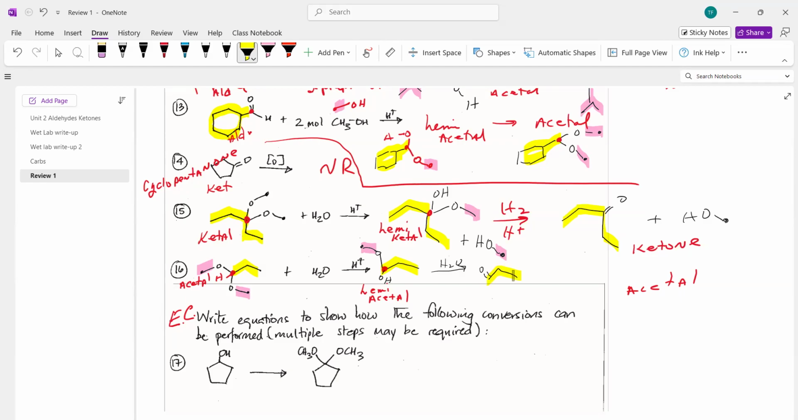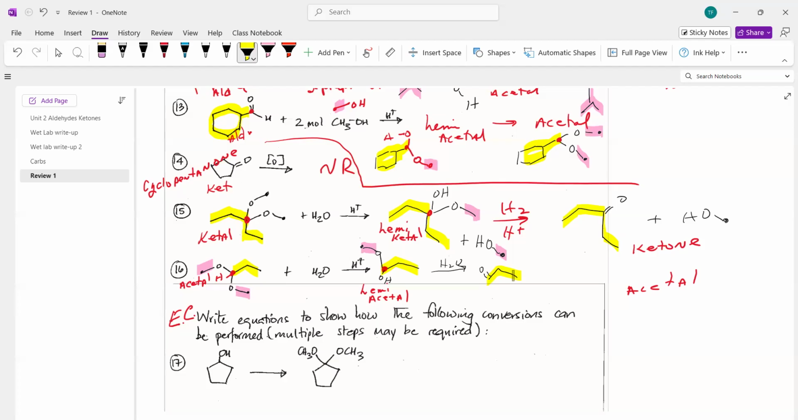Okay, so this is getting into, as far as this class is concerned, the more complex reactions you're going to run into. And the reason I'm allowing you to have two 3x5 cards is because the structures in this unit tend to be big and clumsy. Okay, it says write equations to show how the following conversions can be performed. Multiple steps may be required.